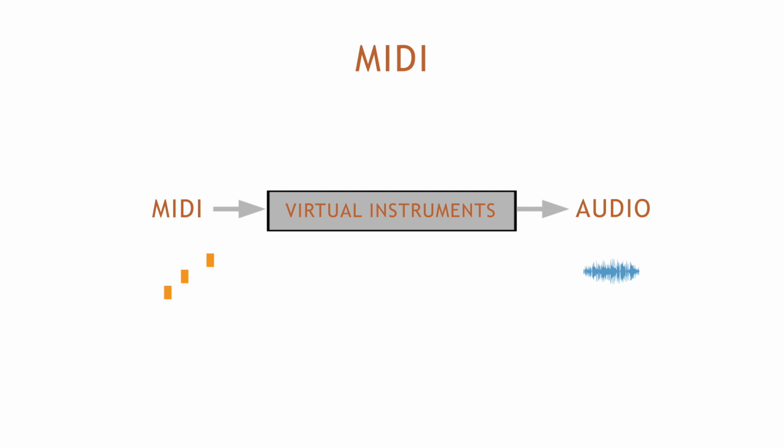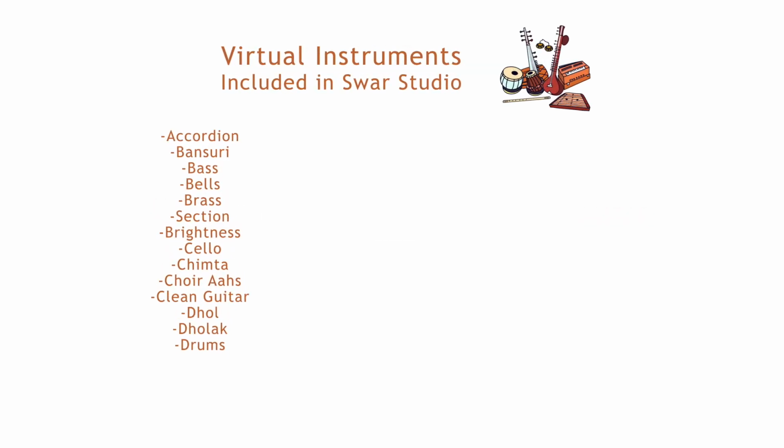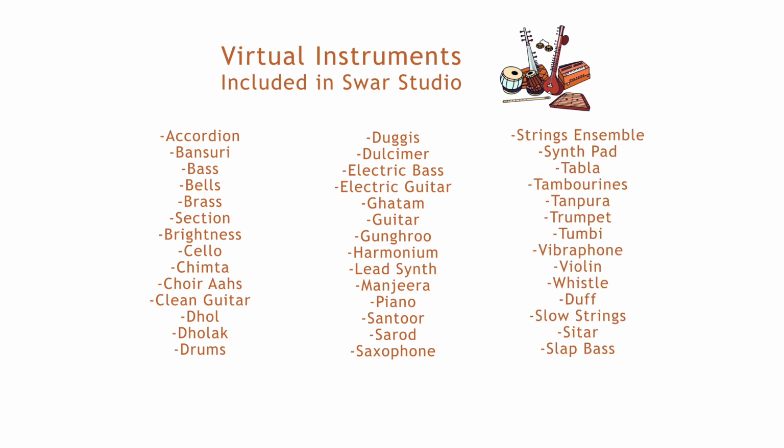A special type of synthesizer that use real audio recordings for that sound generation are called a sampler or rompler. Swar Studio includes many such virtual instruments by default, so you can play them out of the box without the need to purchase additional ones or hire live musicians. You can also load third-party ones as well.